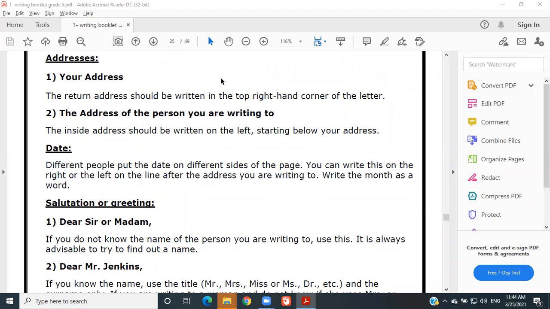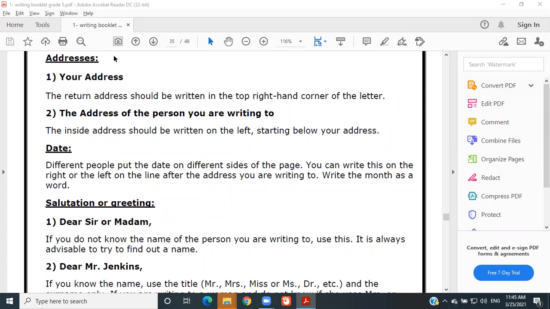Mazen. Hello, Mr. I can't hear you properly. Read, please. Okay. Addresses. One, your address. The return address should be written in the top right-hand corner of the letter. Two, the address of the person you are writing to. The inside address should be written on the left, starting below your address.